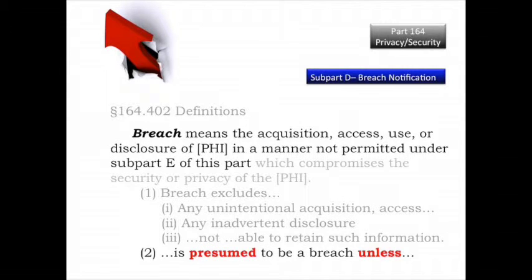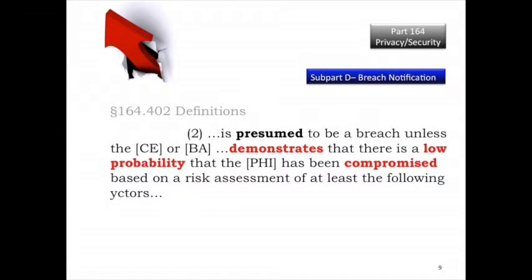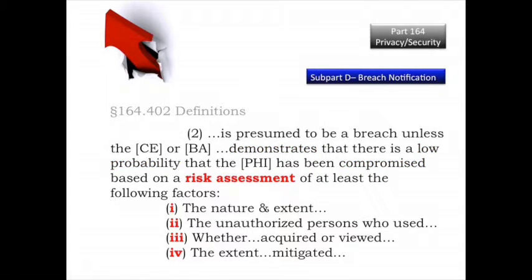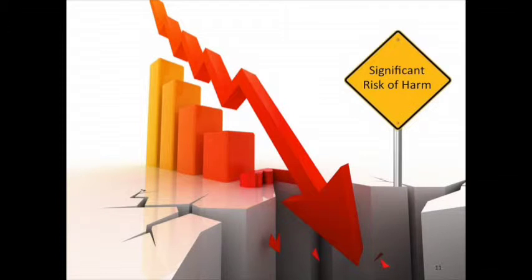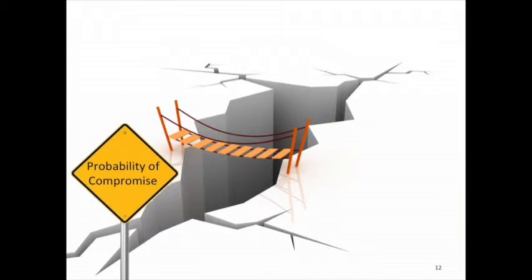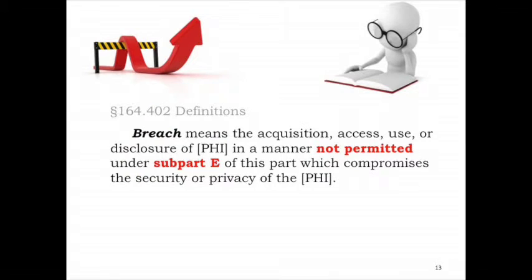A breach is presumed unless the entity demonstrates a low probability that PHI was compromised by assessing probability according to 4 or more factors. The original definition of breach asked whether there was a significant risk of harm to the individual. The final definition requires entities to assess the probability that PHI was compromised. The first step in the analysis is legal. Review the relevant section of the privacy rule.